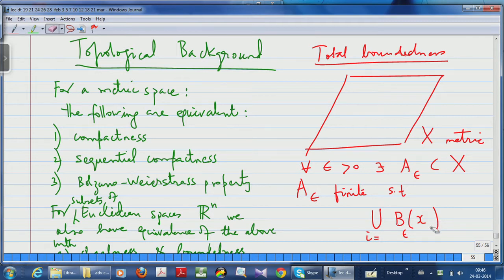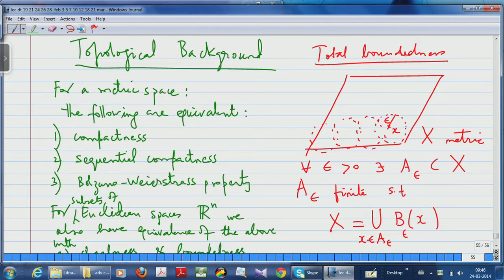Let me not put a subscript and just say x belongs to A epsilon. There are only finitely many such x because A epsilon is finite. For each such x, I draw this open ball centered at x with radius epsilon, and I do this for all the points of A epsilon. If I take the union, that should be equal to X. That's the requirement. So I can cover X by finitely many such open balls.